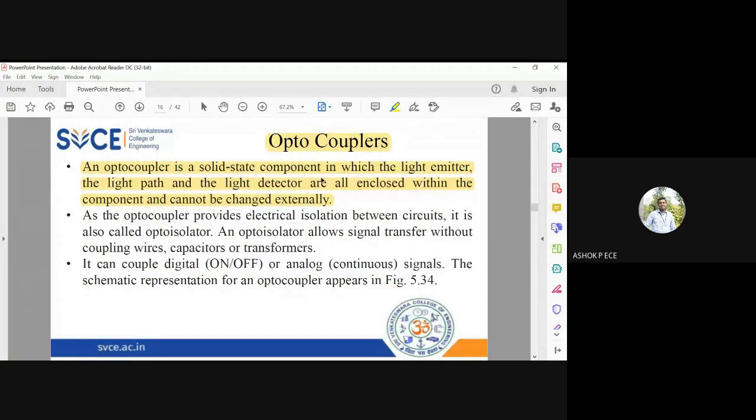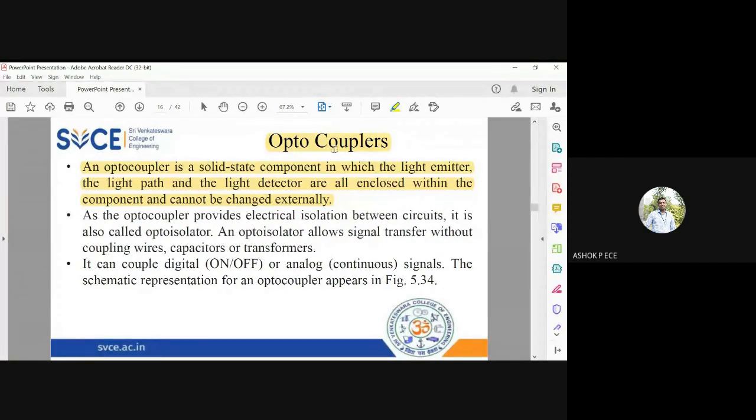This device will have three parts. One is the light emitter source. One is the path through which the light is traveling, the medium, and the third one is the light detector. Okay, it is going to be the destination. So source, medium, and destination are all in the same device, but they are properly isolated.